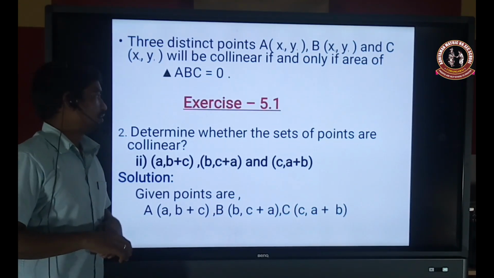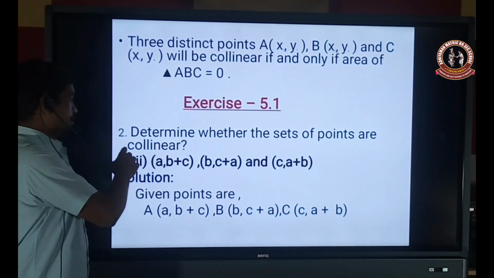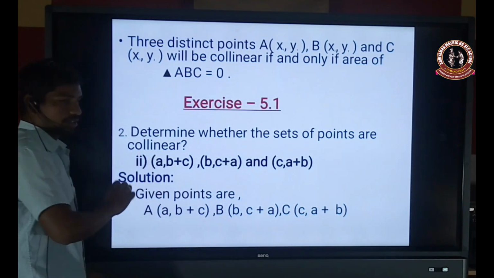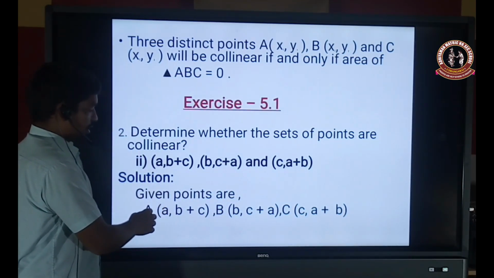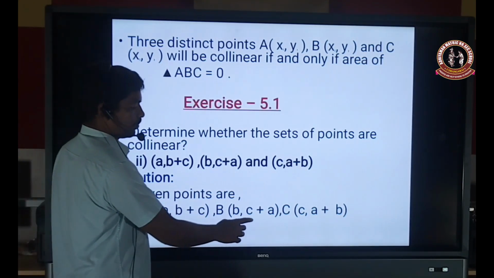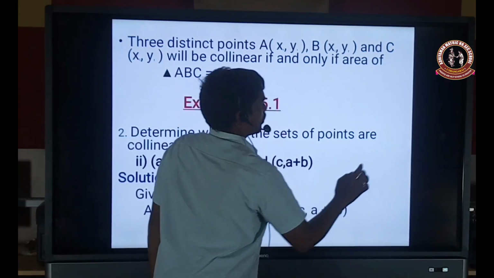So now we see one sum. Exercise 5.1, second sum: determine whether the set of points are collinear. The given points are A(a, b + c), B(b, c + a), and C(c, a + b).